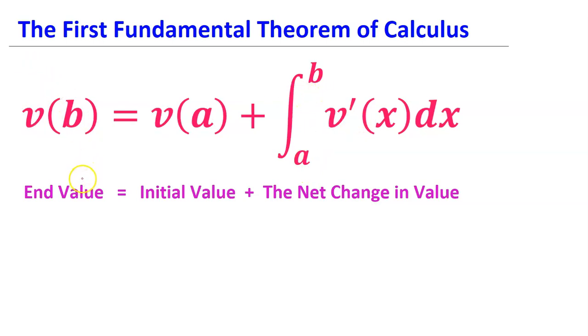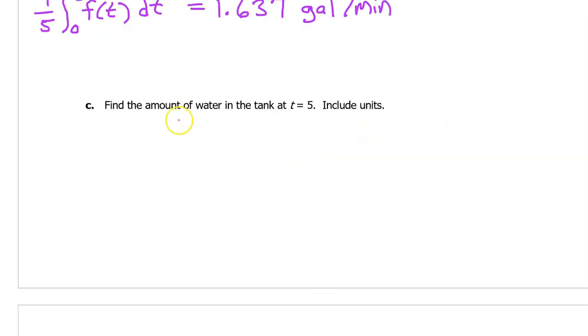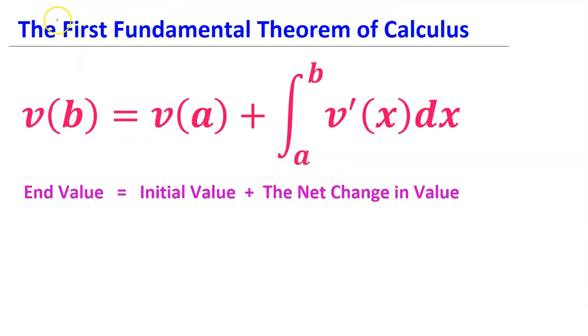We are being asked to find the volume in the tank at a certain time. So let's rewrite the fundamental theorem of calculus in terms of volume. The end volume should equal the initial volume plus the integral of the rate of change of the volume from A to B. We are being asked to find the amount of water in the tank at t equals 5. In other words, we need to find the volume at t equals 5. That will be the end volume. So let's put that into the formula.